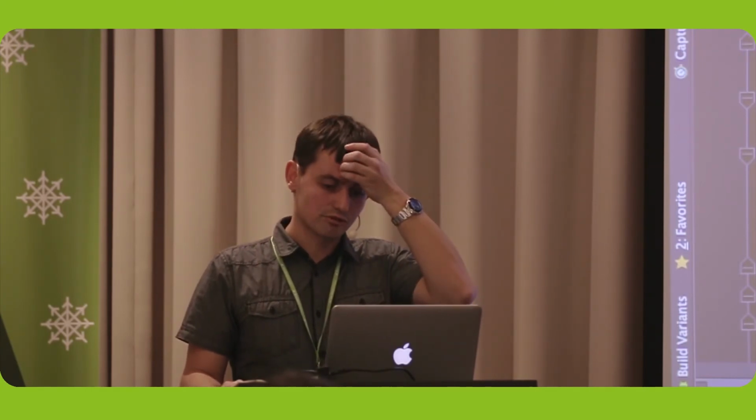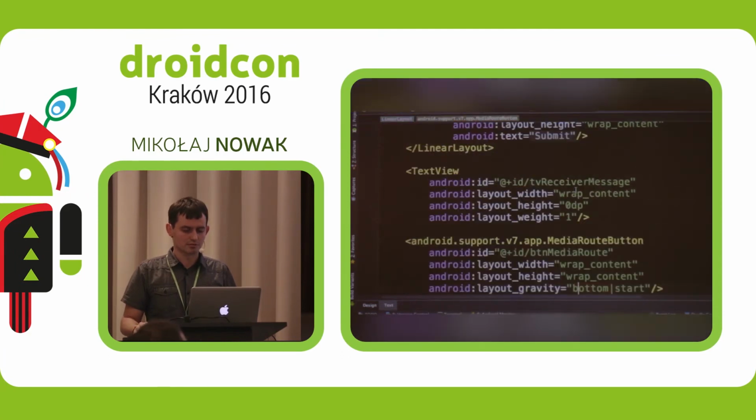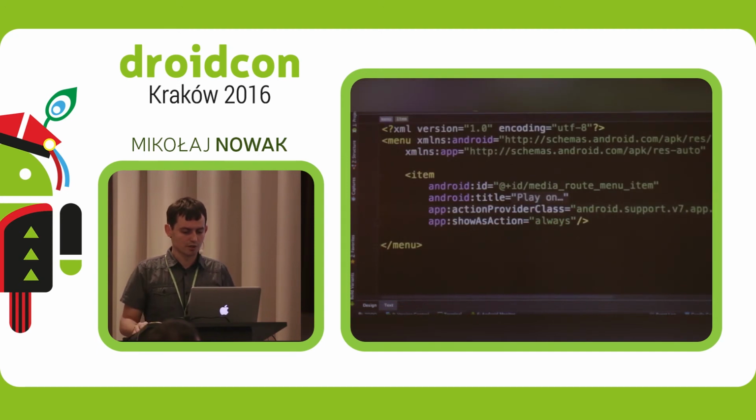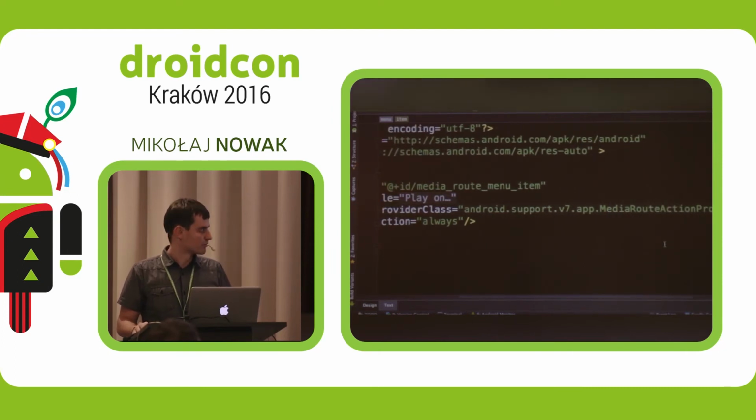Our activity is pretty simple. The only unusual thing in here is this metadata, in which we need to point to our options provider, which I showed you just before. Our main activity is also pretty simple. The only thing worth seeing in here is the media route button. It's just a simple view which we can add in any way we want. And the second button is in our menu. It's a simple item which is pointing with an action provider class to MediaRouteActionProvider.